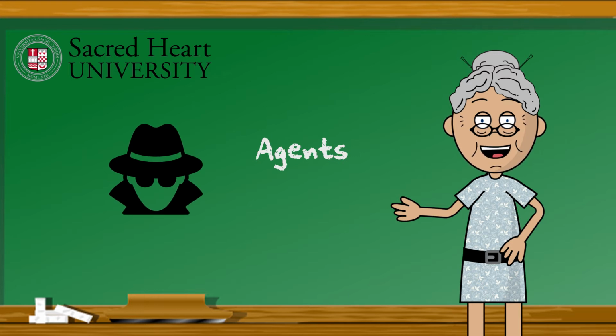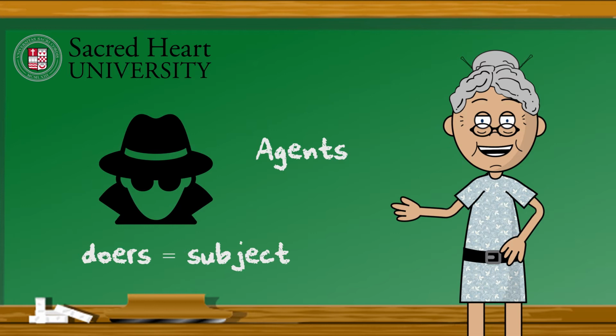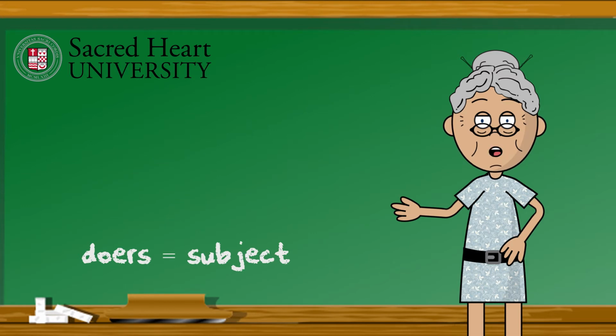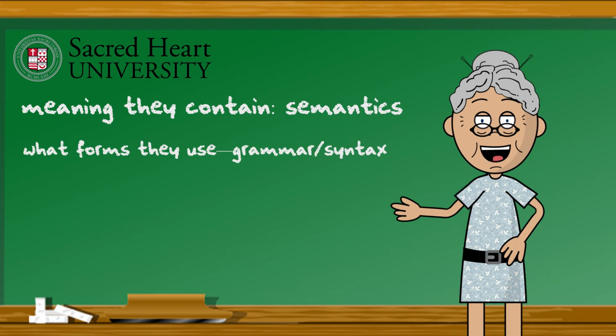When we analyze sentences semantically, instead of grammatically like we are now, we call the doers of sentences the agent. When we analyze sentences not for their semantic content, but for their grammatical form, then we call the doers the subject. When we assess our client's language, we can look at sentences either for what meaning they contain, their semantics, or what forms they use, their grammar or syntax. Two different ways of thinking about how our clients are communicating.